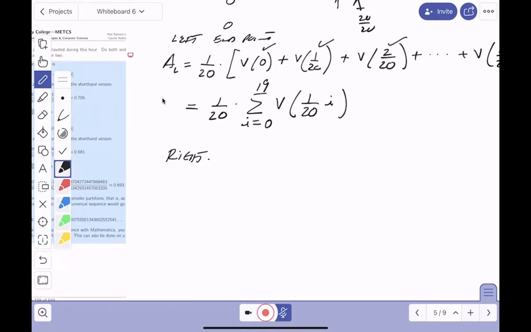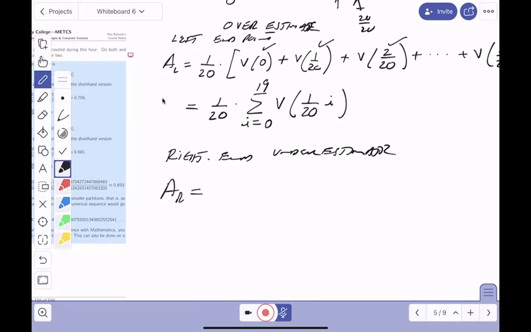By the way, this is going to be, in this example over here, an overestimate. That's not always true, by the way, so know your pictures. Let's do the right endpoint. And we know from experience it's going to be an underestimate. Again, my goal is to write down the right endpoint now.